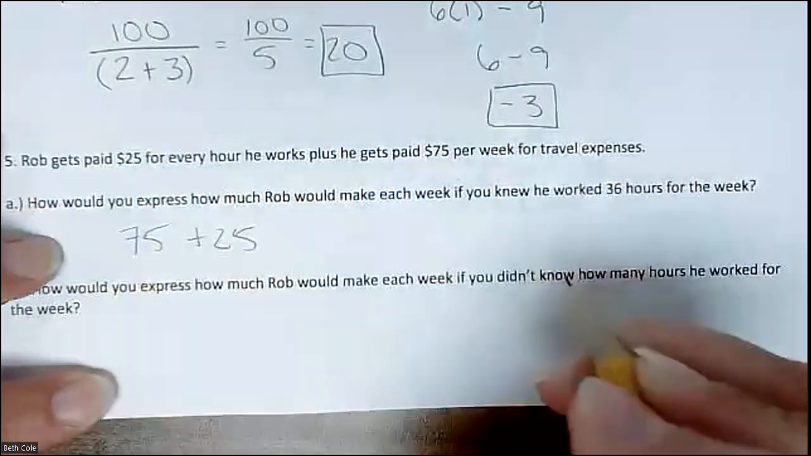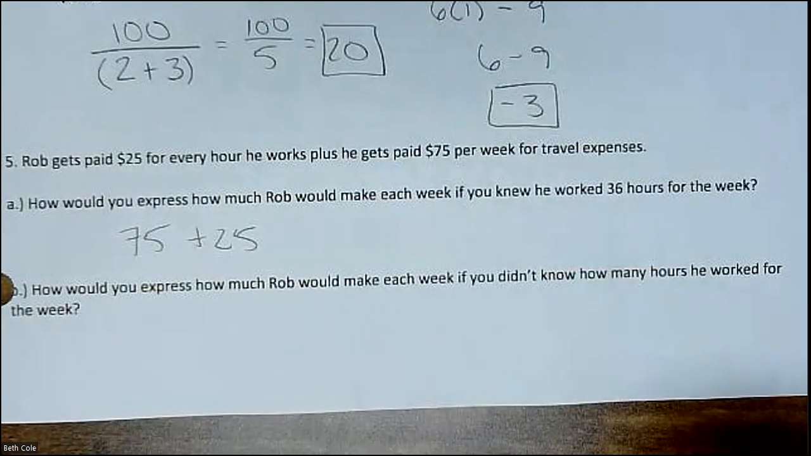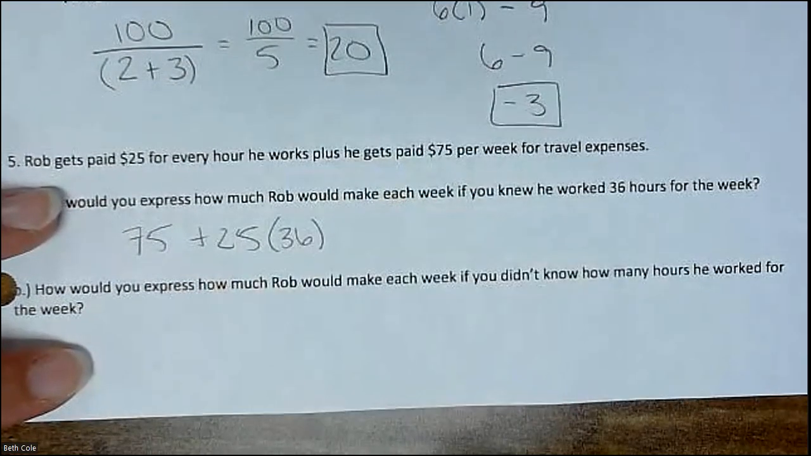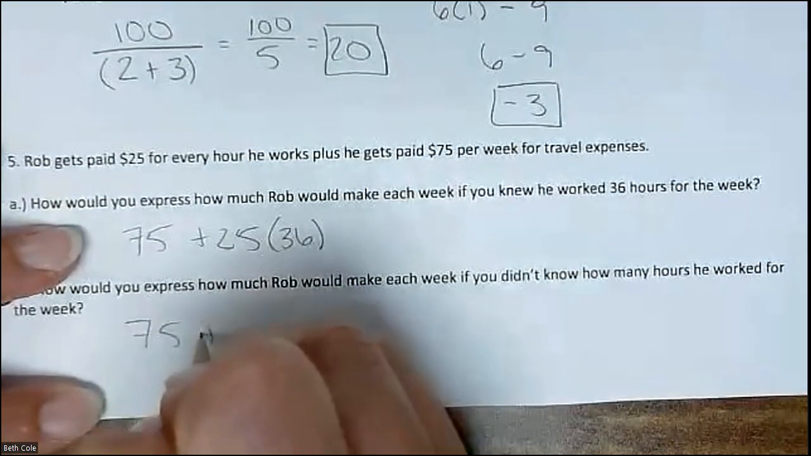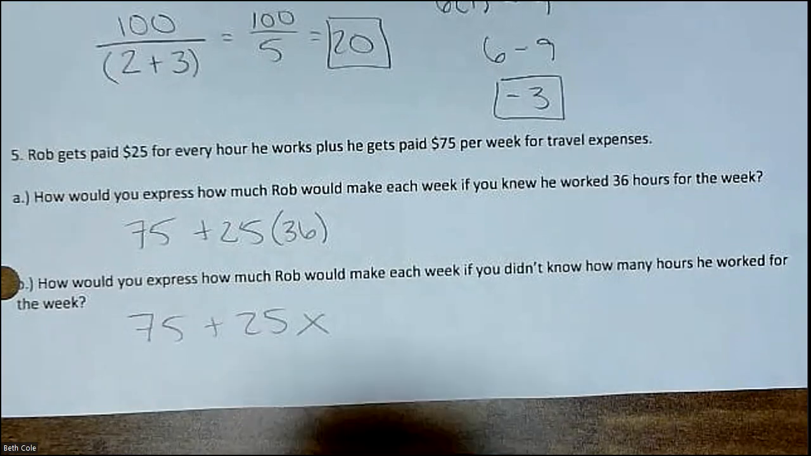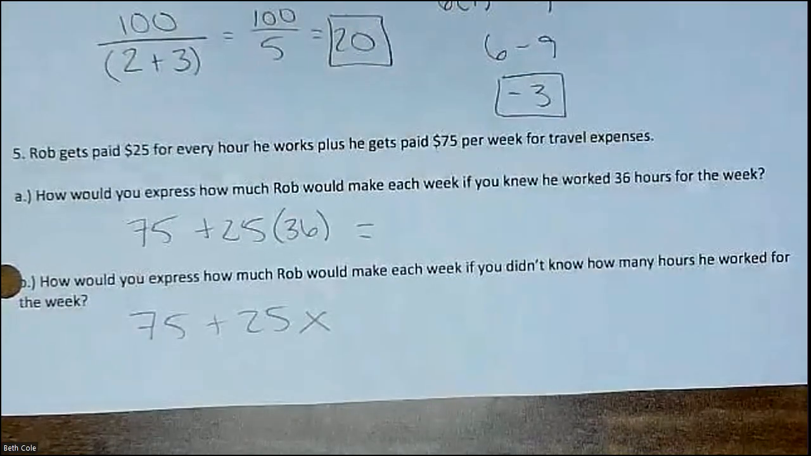Yep, plus 25x. I feel like this one gave us an actual number to plug in though. What was the hours? 36. So it would be times 36. But I actually kind of like writing it this way better, like put the X in there. But here, let's type that in the calculator and get an answer, and let's see how much money he makes for working 36 hours. That's not even quite full time.